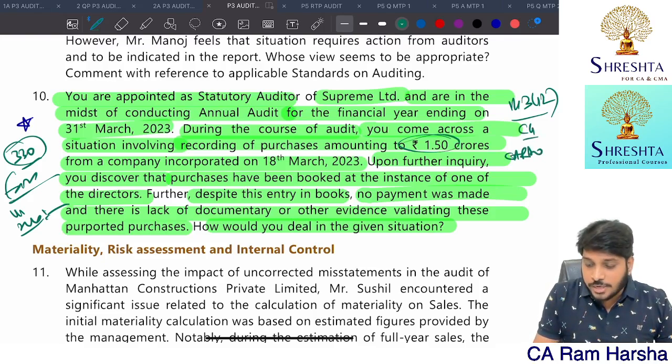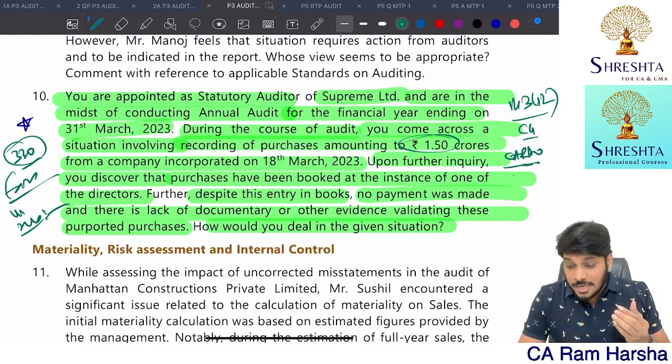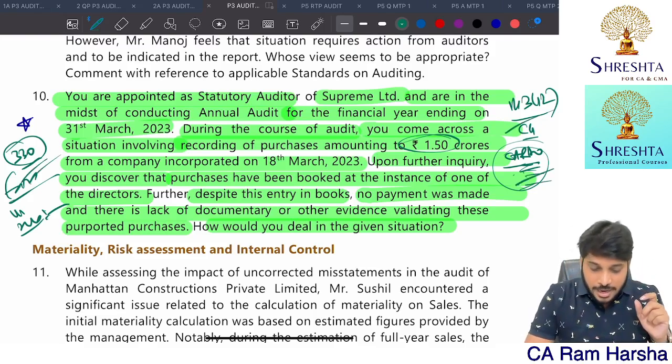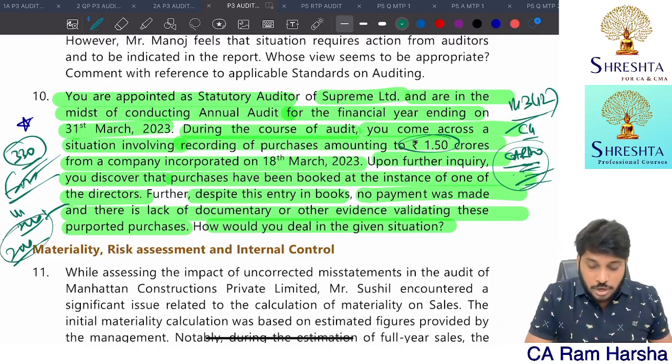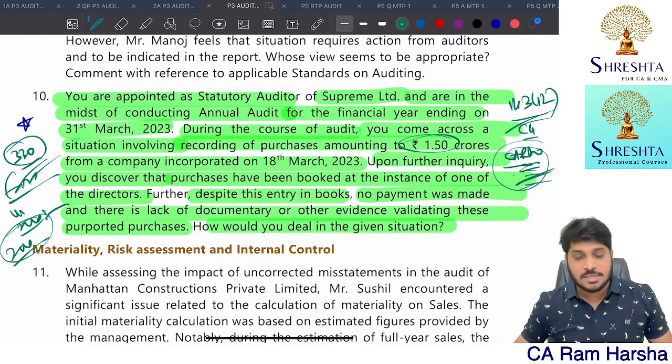Further, under CARO 2020, the auditor has to report whether any fraud has been reported to him. Getting it? So in CARO also you need to comment. So 143, CARO, 330 and 240. If you quote these points, enough. Especially 240, 143(12) and CARO. If you quote these 3, at least, enough. Please read the answer once.